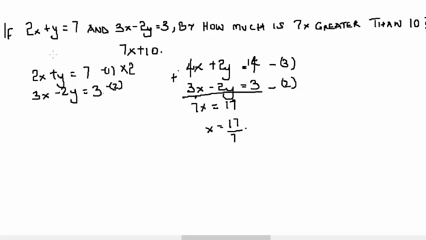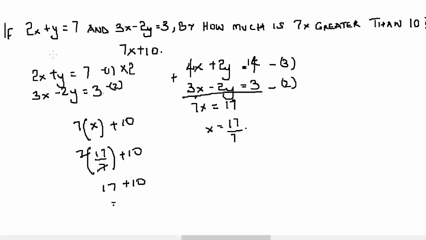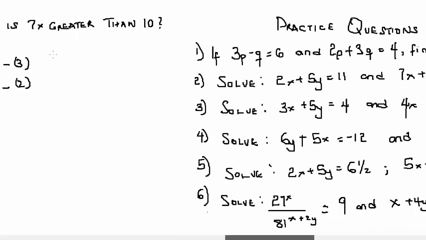If you notice, I decided to eliminate y because what I was looking for was x. So rather than taking myself through a whole bunch of stress, I just easily found x by eliminating y. Now since I have x, I can just find 7 into brackets x plus 10, which is the main question you are asked for. So this becomes 7 into brackets 17 over 7 plus 10. By the time 7 cancels out 7, I have 17 plus 10. This becomes 27. Okay, so that's all for the questions.